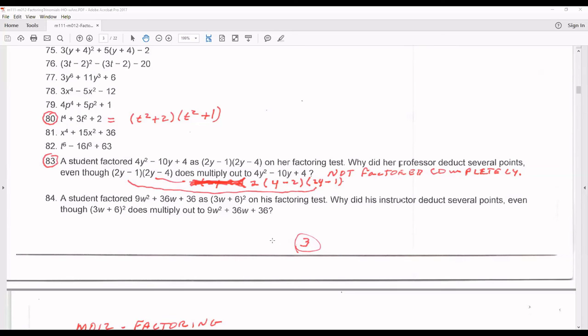And I don't think that a PDF will let me write on it, but this, no, it won't. Okay.